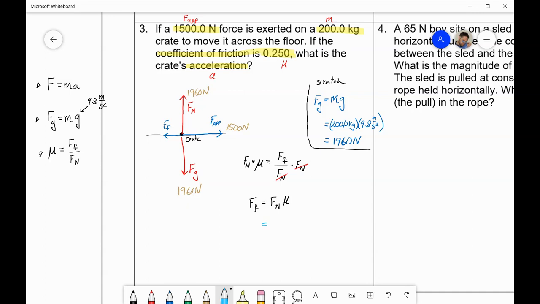And I'm going to say that my normal force is 1,960, which is coming from the weight, right? The kind of the opposite of weight. And I also know my coefficient of friction is given in the problem, which is 0.250, which has no units on it. And then I can actually solve for that, and we can figure out what the force of friction is. So 1,960 times 0.25 gives me this frictional force of 490 newtons.